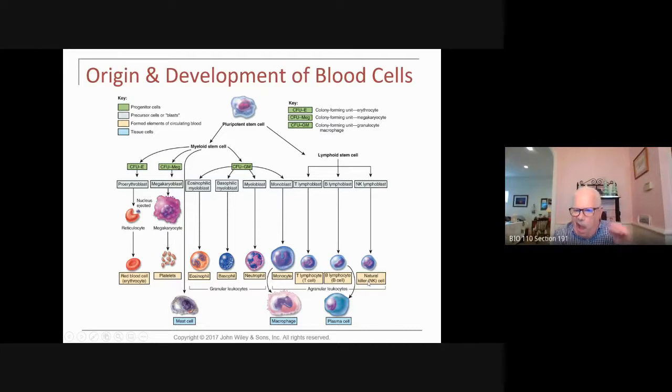To jump a little ahead of chapter 22, the T lymphocyte and the B lymphocyte are very specific in their immunity. The NK cell, or the natural killer lymphocyte, is non-specific. This kills everything. These do not. Very specific, very specific. Okay? Any questions about anything before we continue?